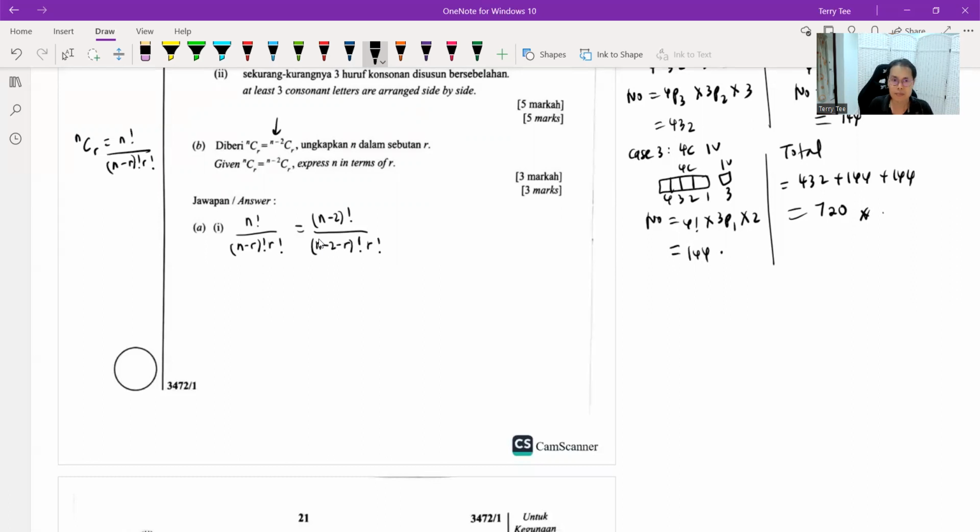Now, here's the thing. Your n factorial, you got to break it up into n times (n minus 1) times (n minus 2) factorial. For example, if you have 5 factorial, we can say it's 5 times 4 times 3 times 2 times 1, which is basically 5 times 4 times 3 factorial, right? The reason why I do that is because I want to cancel my (n minus 2) factorial here with my (n minus 2) factorial there. I want to cancel them off.